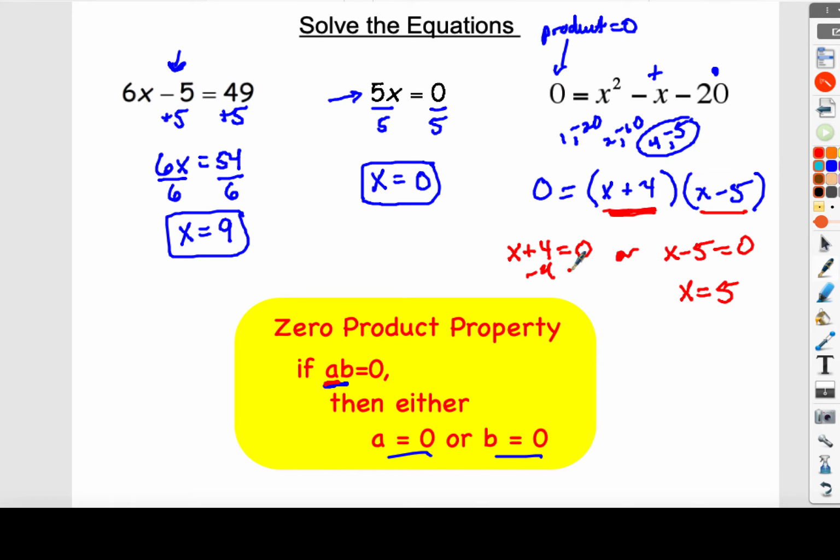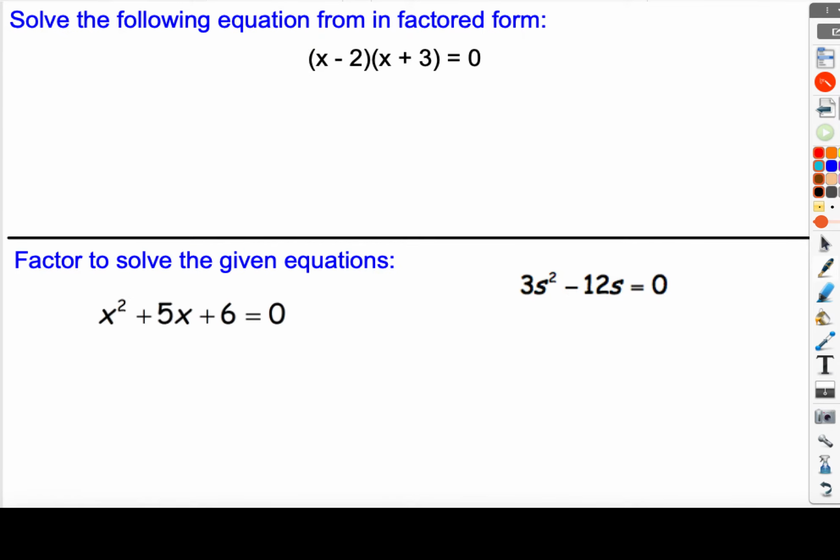Let's make sure we solve this other equation here. So x could have been negative 4, or x could be positive 5. Either one of those would help us solve that equation. And that's the main idea of using factoring to solve.